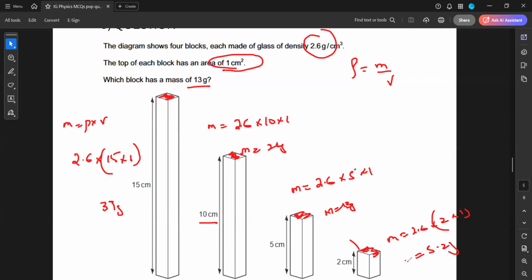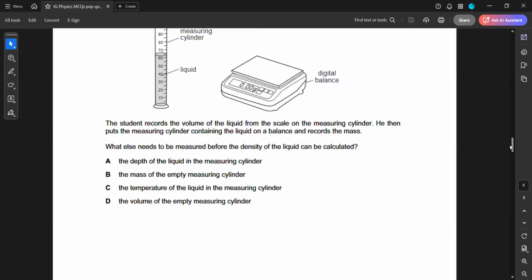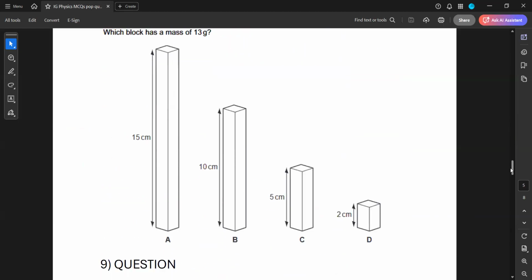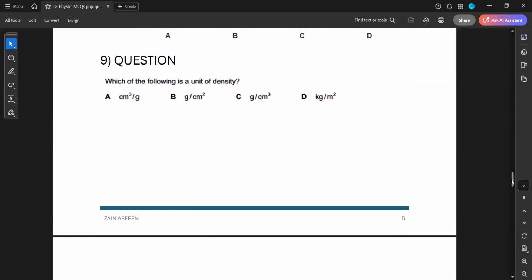Sir, what was the answer for question 7? Question 7, B was the right answer. We need the mass of the empty cylinder before we pour the liquid to get the density. So B was the right answer: mass of empty measuring cylinder. And for this one, C is the right answer. Which of the following is the unit of density? It's gram per centimeter cube.